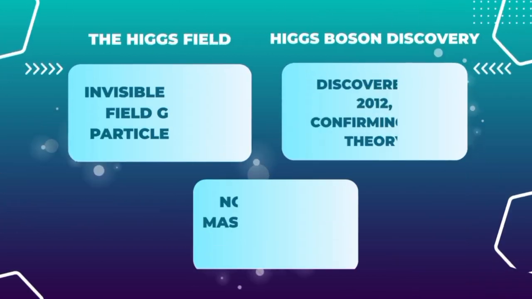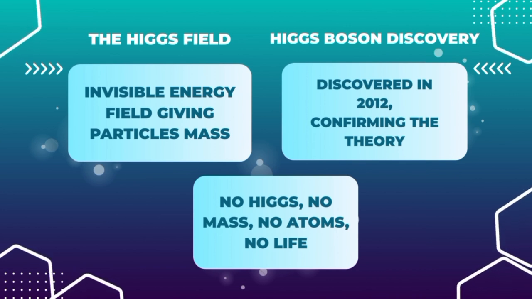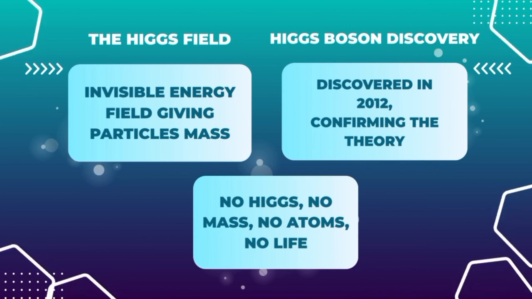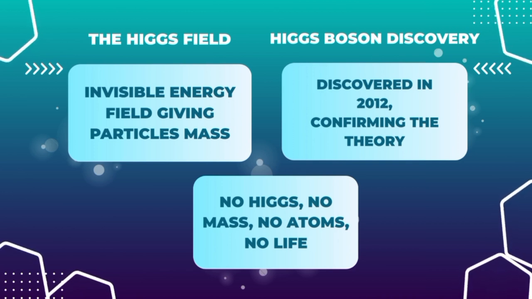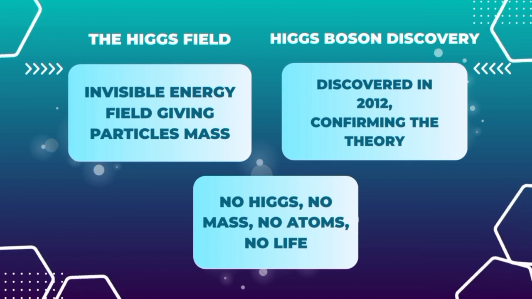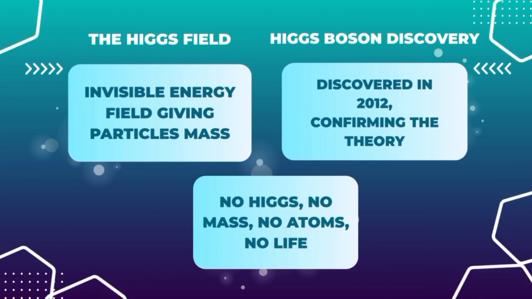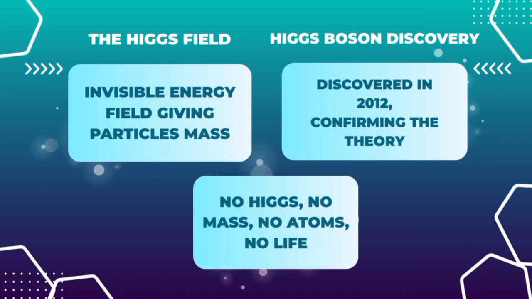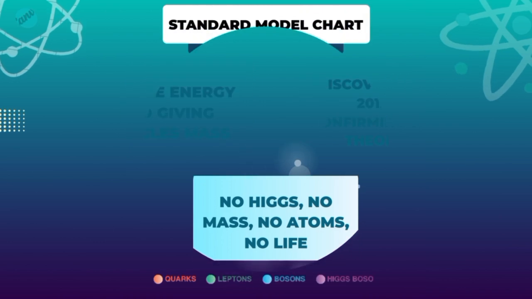The Higgs field is an energy field filling the universe. Particles gain mass by interacting with it. The more interaction, the heavier the particle. The Higgs boson, discovered in 2012, confirmed this theory. Without it, particles would be massless, and life as we know it wouldn't exist. Let's now look at the Standard Model and how particles interact through its chart and diagrams.